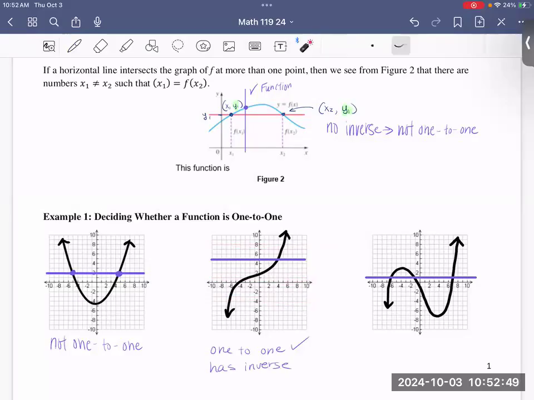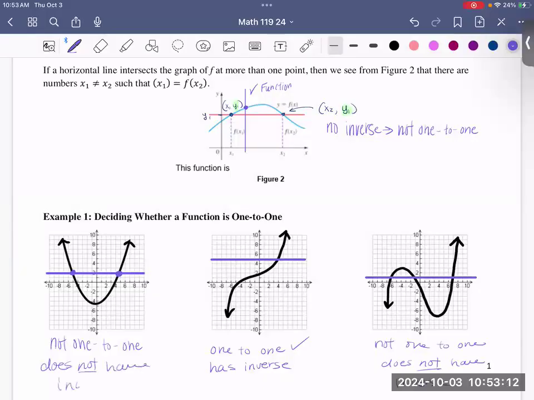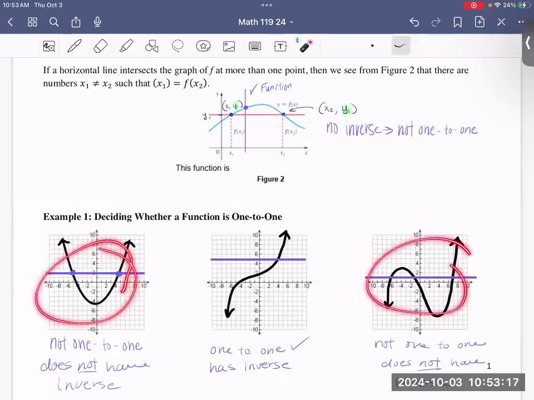Whereas your next one, you can tell that it's going to hit your graph multiple times. Therefore, it does not have an inverse. So not 1-to-1, does not have an inverse. The other one as well, we said does not have an inverse. So these ones don't have a natural inverse.